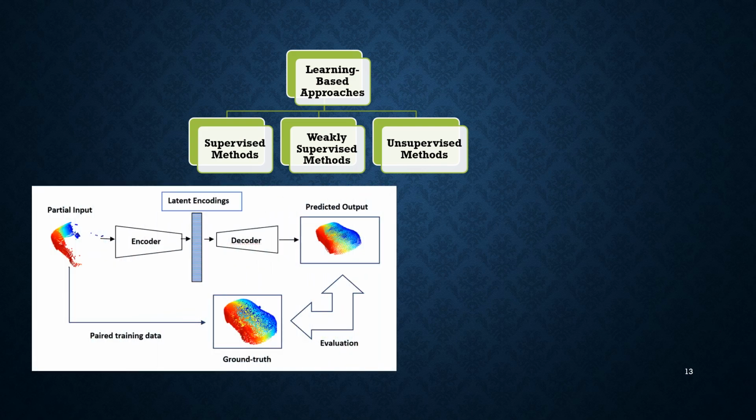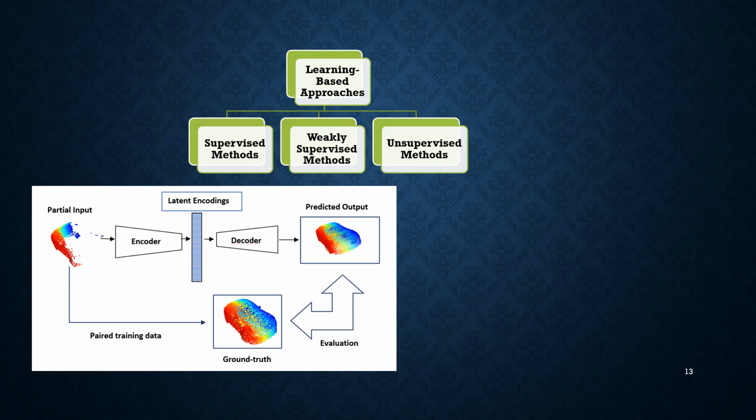Learning-based approaches complete shapes by directly mapping the partial input to a complete output by using neural networks. These approaches don't make prior assumptions about the shape of the object unless they are explicitly trained to do so. There are three types of learning-based approaches: supervised, weakly supervised, and unsupervised methods.